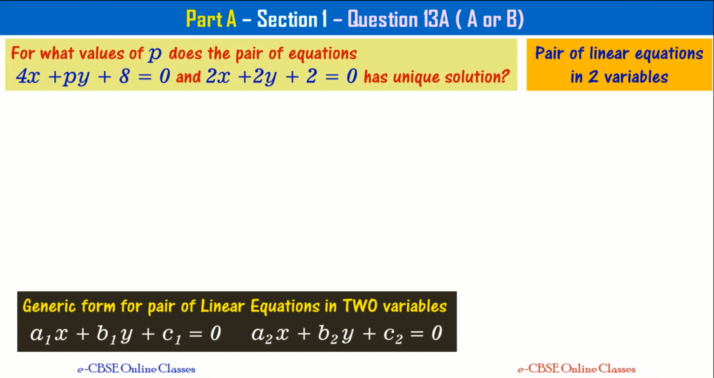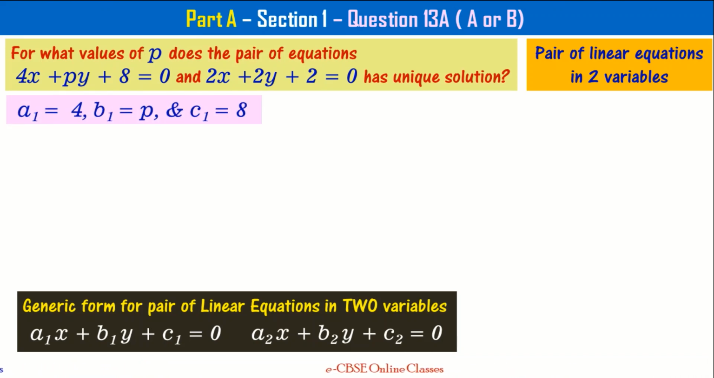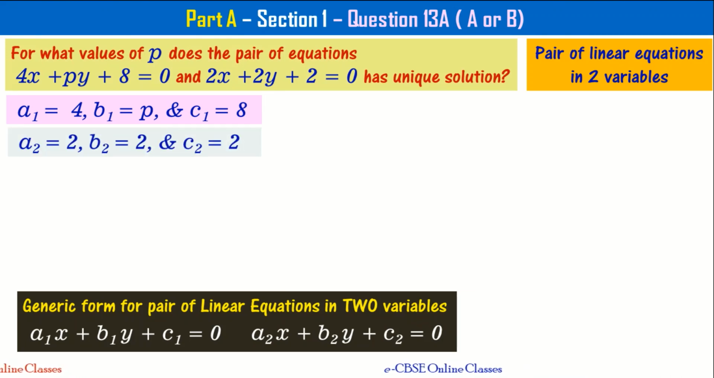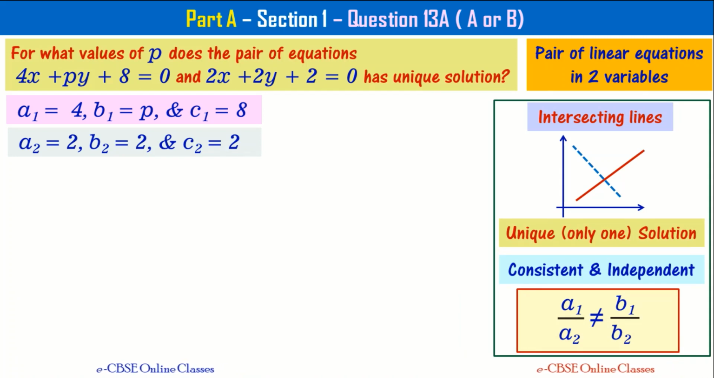Let's compare the first equation given with a1x plus b1y plus c1 equal to 0 to say that a1 equal to 4, b1 equal to p and c1 equal to 8. When you compare the second equation with a2x plus b2y plus c2 equal to 0, you write a2 equal to 2, b2 equal to 2 and c2 also equal to 2. We have seen earlier that when the ratio a1 by a2 is not equal to b1 by b2, we'll have unique solution and the lines corresponding to those equations are going to be intersecting lines, right?